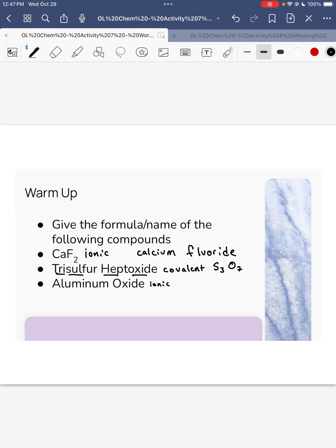Since I'm going from name to formula, I'm going to do the crossover method where I write out my two ions. Aluminum has a +3 charge, oxygen has a -2 charge. When I do the crossover method, I turn the charge of one thing into the amount of the other. So since the charge on oxygen is 2, that means I'll have 2 aluminums. Since the charge on aluminum is 3, that means I'll have 3 oxygens. So Al2O3 is my answer for aluminum oxide.